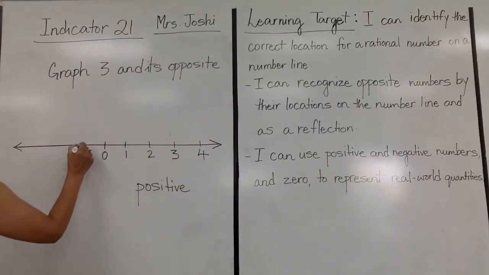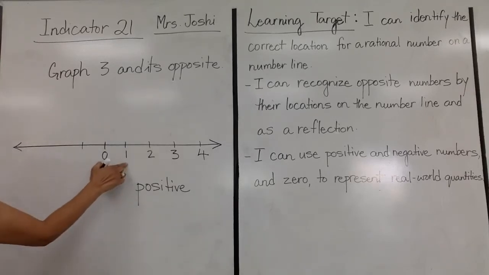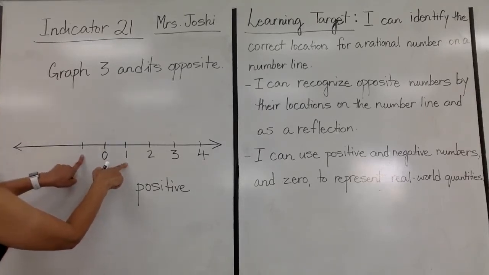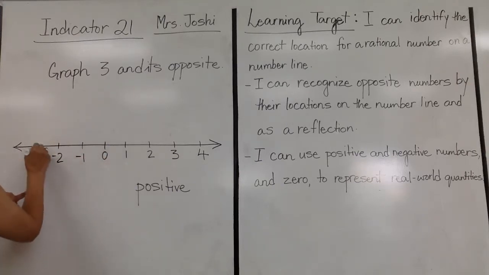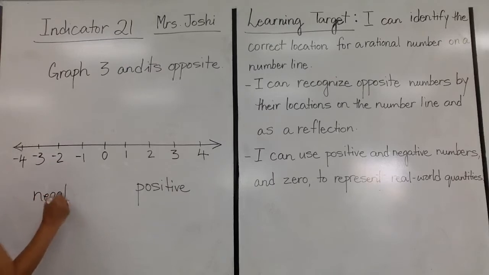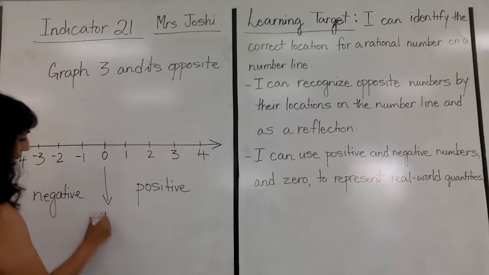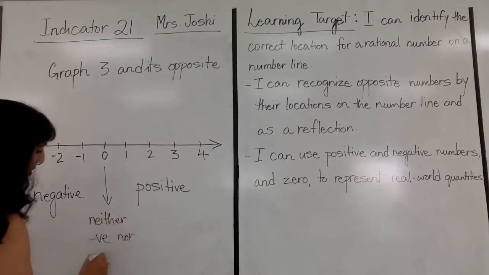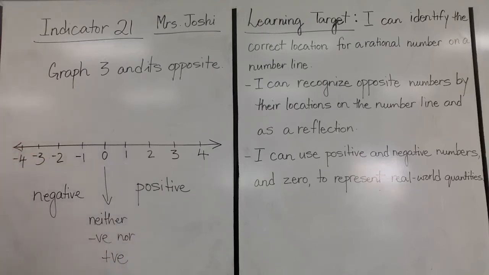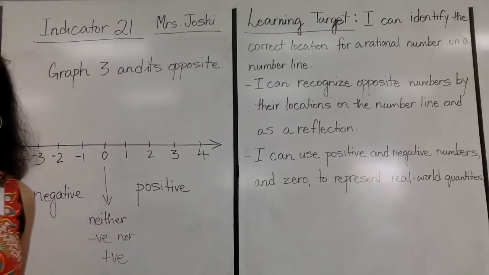Please remember, I told you that 0 is like a mirror. So if I have 1, the same distance from 0 on the other side is going to be the opposite of 1, which is negative 1, negative 2, negative 3, negative 4, and so on. So these are negative numbers. Please remember 0 is neither negative nor positive. And remember, 0 is its own opposite.